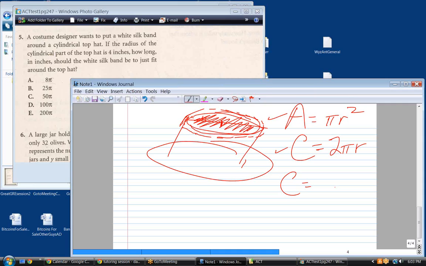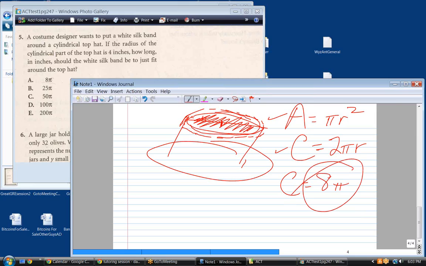C equals 2 times 3.14 times... Now leave it in pi. Look at the answers. They're all in pi. In general, we don't convert pi to 3.14. Pi is a better expression than 3.14. 3.14 is an approximation that's been rounded off, whereas pi is an exact number. So we're just going to fill in 4 for r, we get 8 pi. And that's the answer.